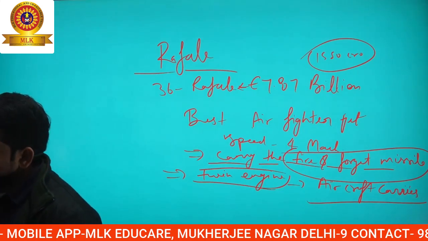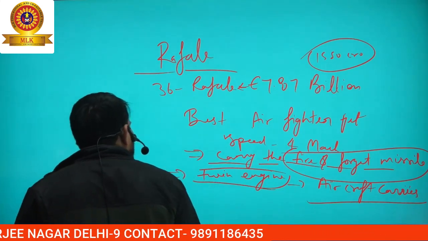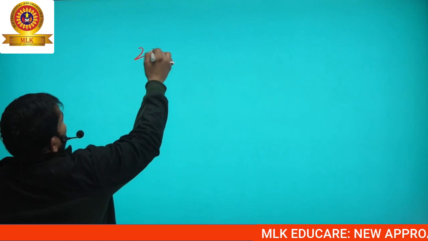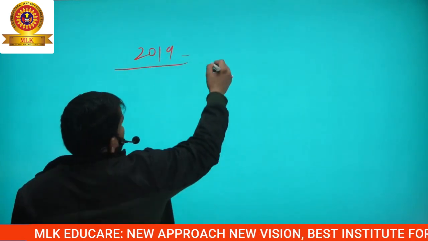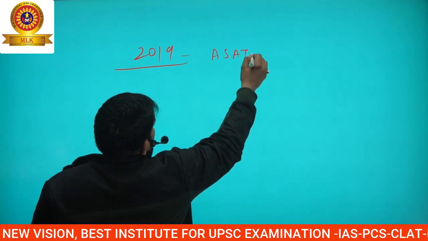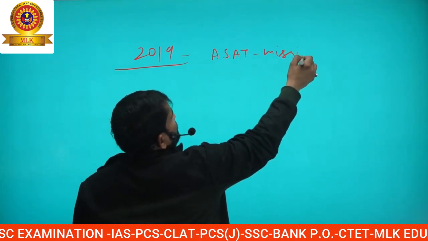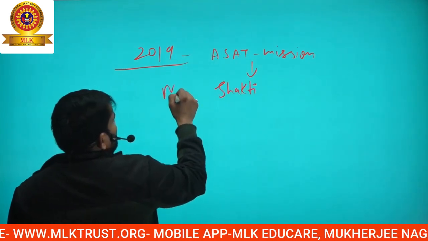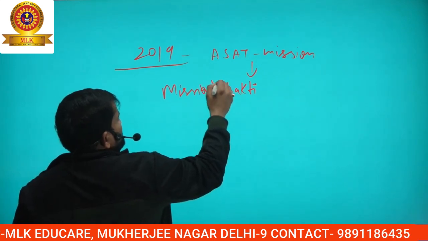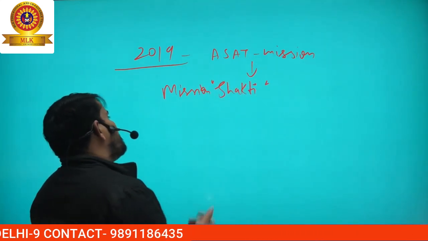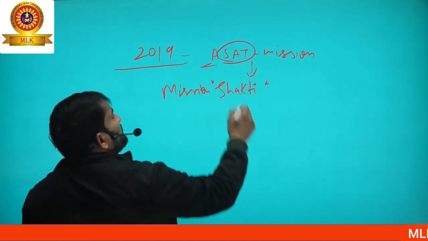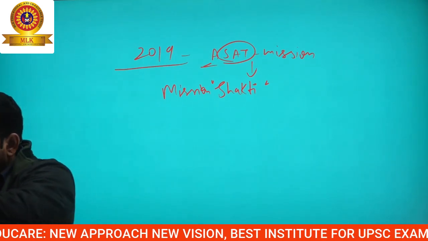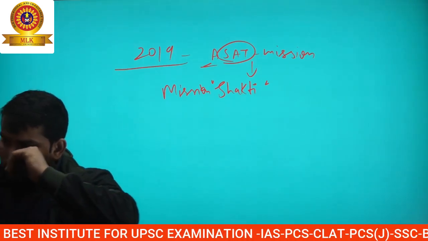One more thing is here. Actually there is a mission which was done by India in the year 2019, and the mission was an ASAT mission, which is also known as the Shakti mission. Which mission? Shakti. So ASAT, this is the anti-satellite mission. That means in the year 2019 India successfully conducted an anti-satellite missile test.